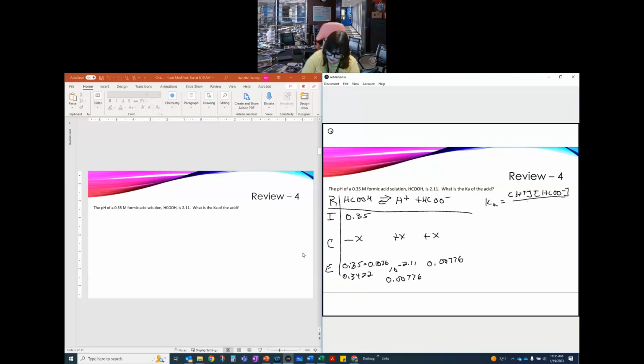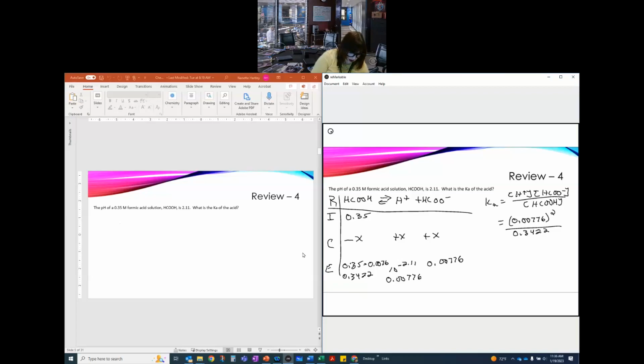My Ka has the structure H plus times HCOO minus over the concentration of HCOOH. I can plug in all of my equilibrium values. So that's 0.00776. I have 2 of those, so it's going to be squared. We're going to divide that by the number we just calculated, the 0.3422.